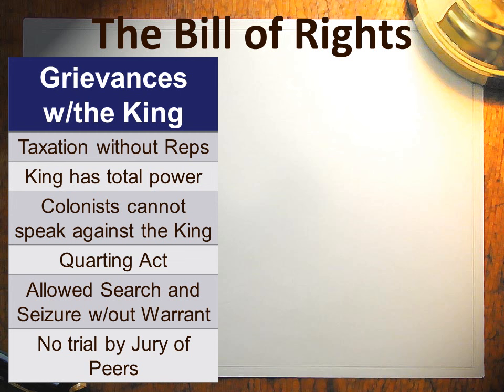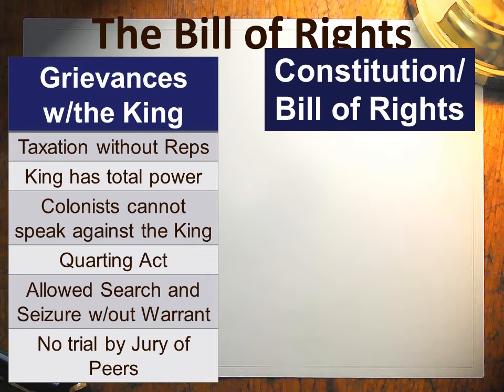Number 5, the king allowed for search and seizure without a warrant. So a redcoat could just come into your house and take what they want and search what they want without proper permission. And the final one, the king didn't allow for a trial by jury of peers. He didn't allow for a trial by jury. He just had a judge, which he controlled the judge. So that's not very fair.